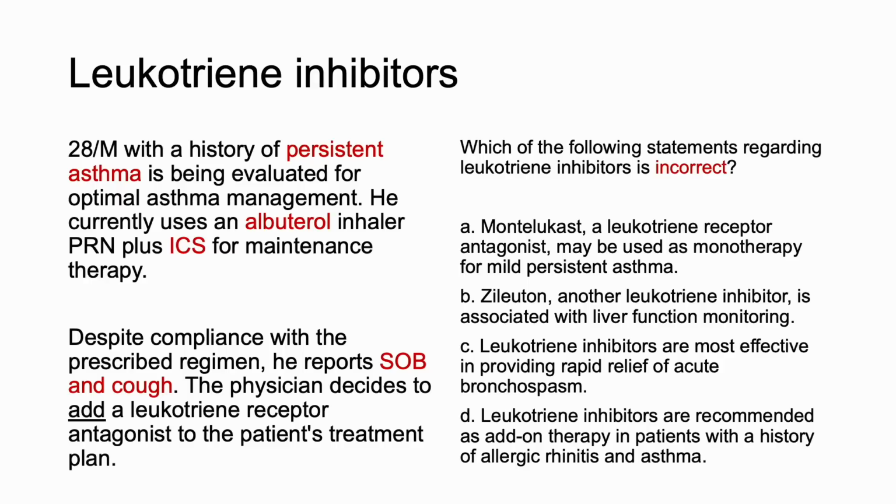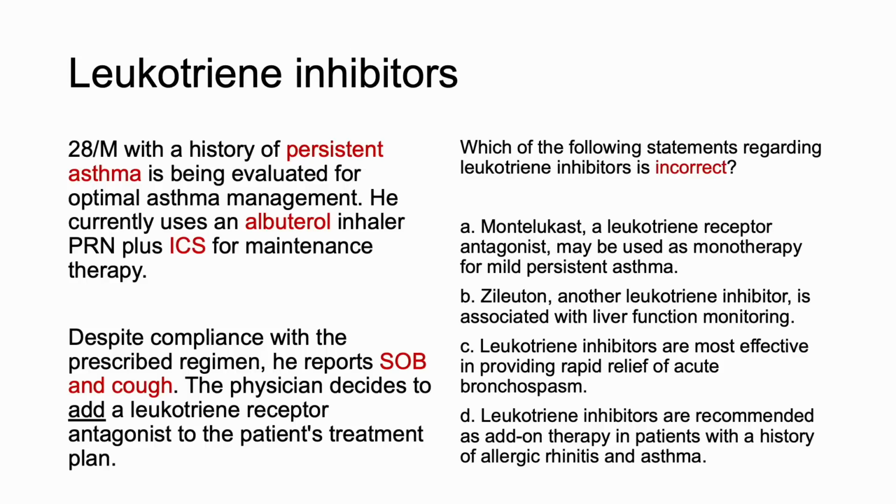A 28-year-old male patient with a history of persistent asthma is being evaluated for optimal asthma management. He currently uses an albuterol inhaler as needed and has been prescribed an inhaled corticosteroid for maintenance therapy. Despite compliance with the prescribed medication regimen, he continues to experience occasional nocturnal awakenings due to asthma symptoms and reports exercise-induced bronchoconstriction. The physician decides to add a leukotriene receptor antagonist to the patient's treatment plan. Which of the following statements regarding leukotriene inhibitors is incorrect?